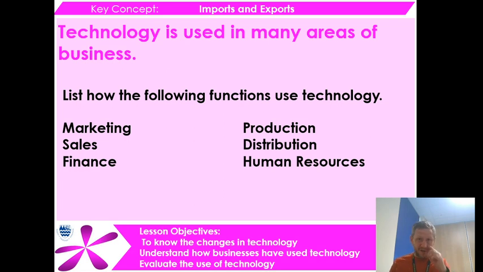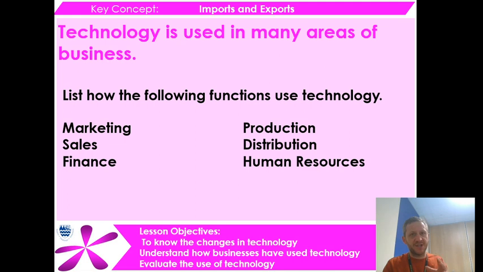Then think about the finance of a company. If you're in charge of the money, do you use technology to keep track of it? What do you do there? Think about production. Have you ever seen a video of something being made using robots? Distribution. How do we get stuff? How's technology used in how we get stuff? And then human resources, people. Do we use technology to help us manage people? If I start telling you the obvious ones, you'll know the answers, but have a think there about ways in which all those areas use technology.